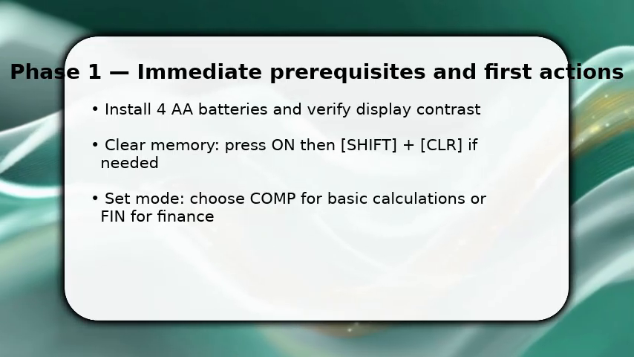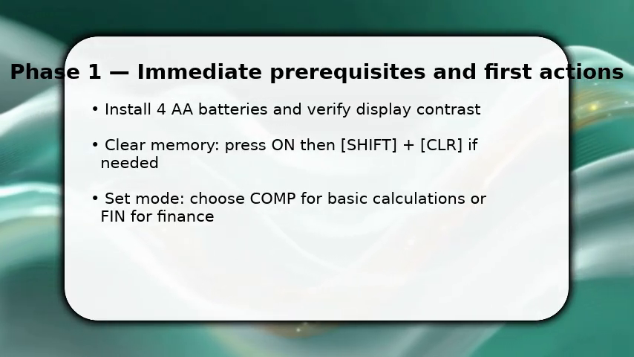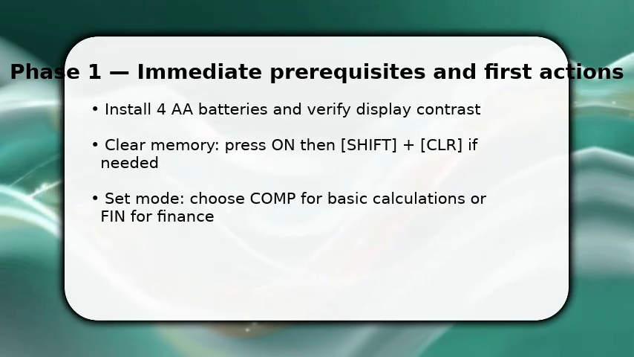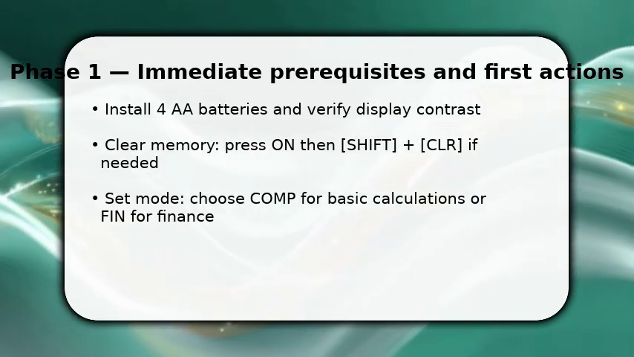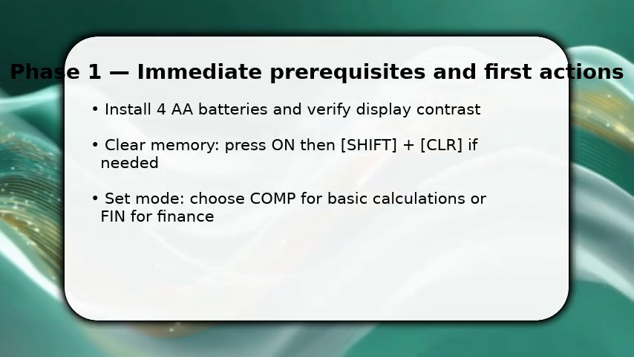You have batteries and a clear screen. Start now by powering the calculator. Once powered, make sure the mode is FIN for finance tasks. This selects TVM functions. Press second and then FV to confirm defaults and reset only if prior values interfere.